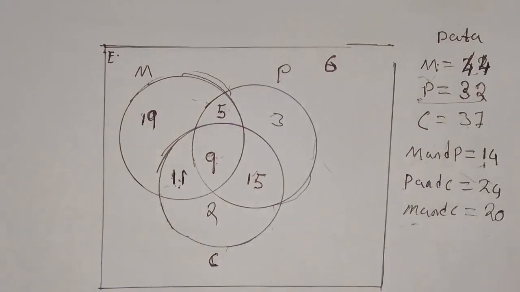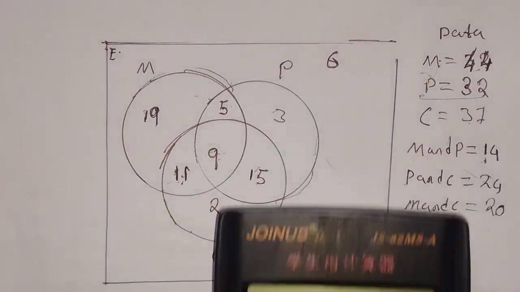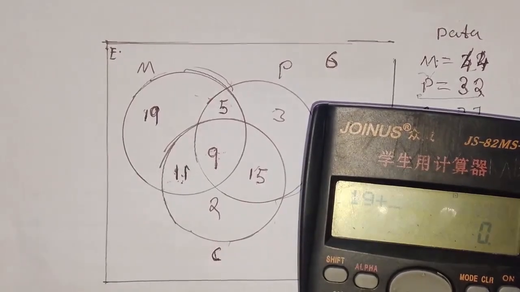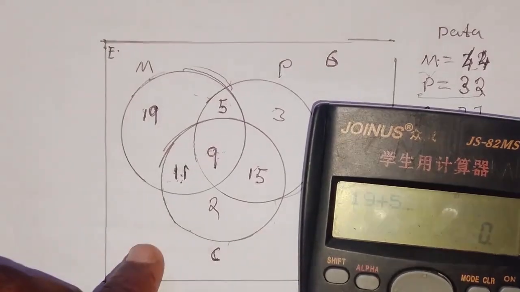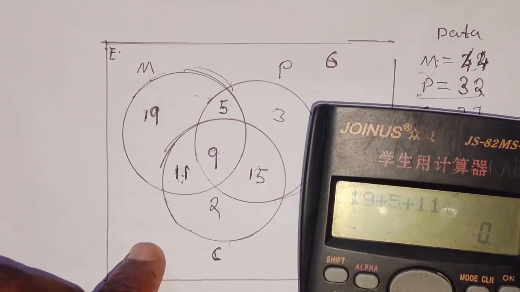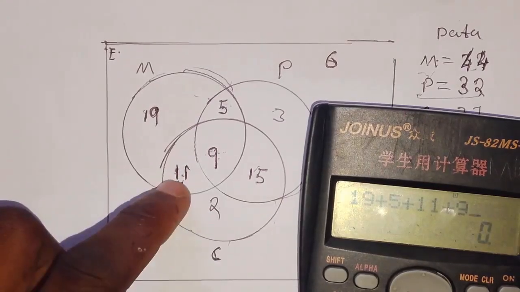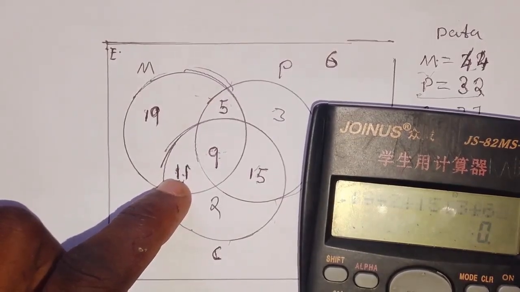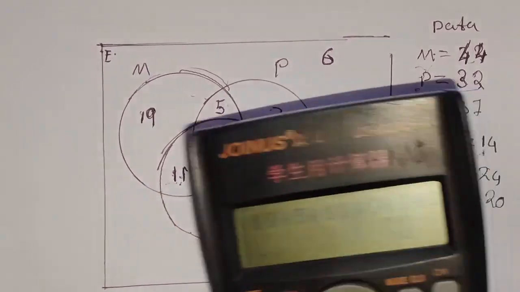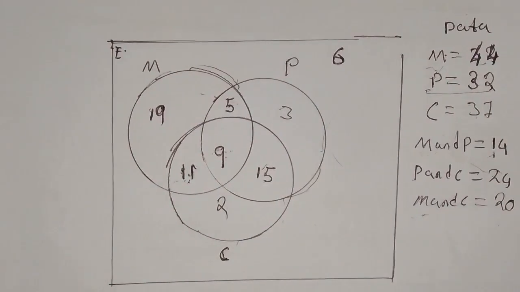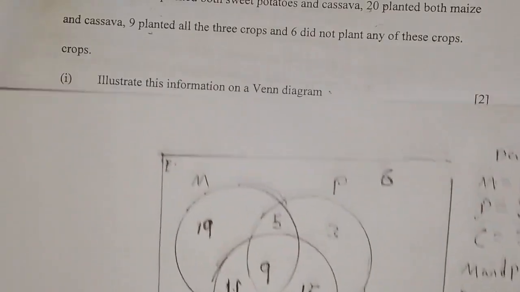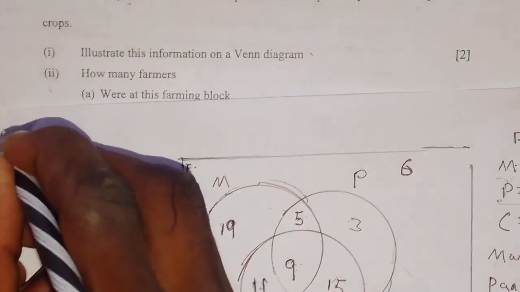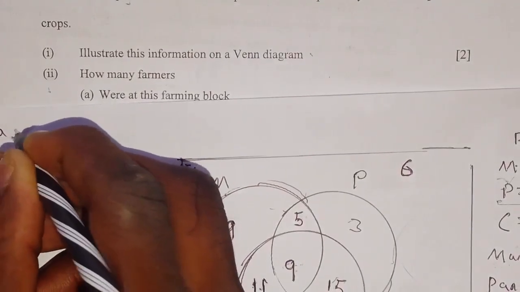Okay, so we can start again. So we have our calculator here. So we have 19 plus 5 plus 11 plus 9 plus 2 plus 15 plus 3 plus 6, it will give us 70. Okay, so there were 70 farmers at this farming block. So for A, we find that it's 70.